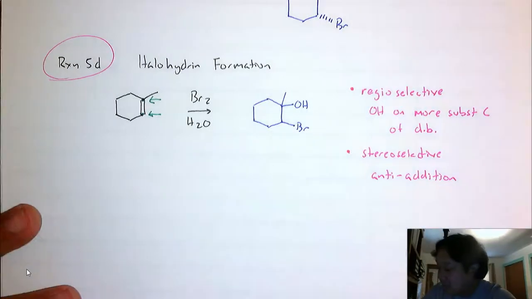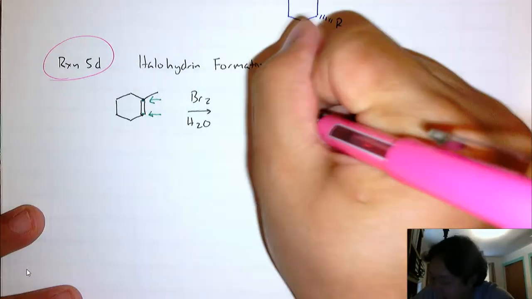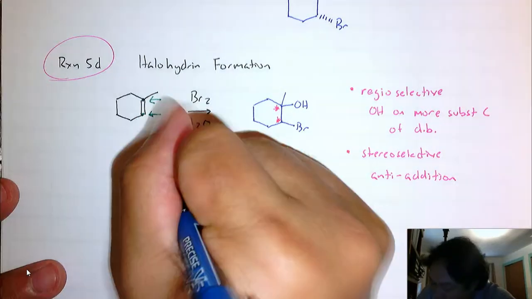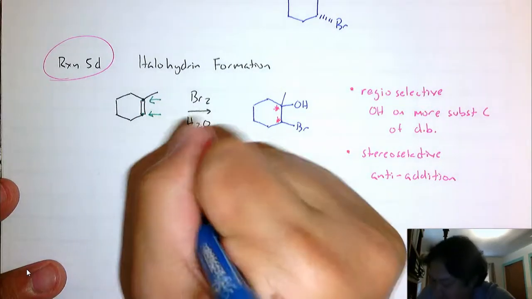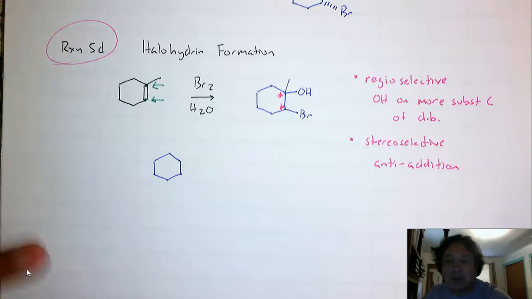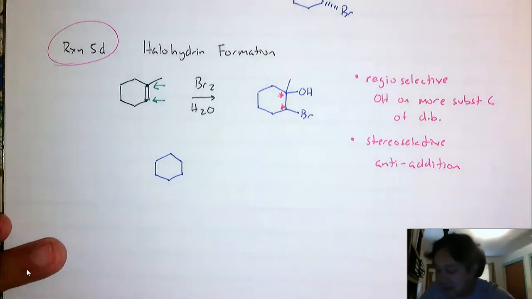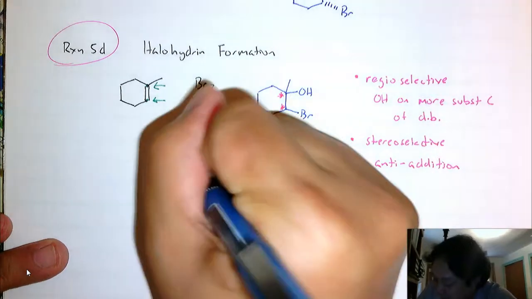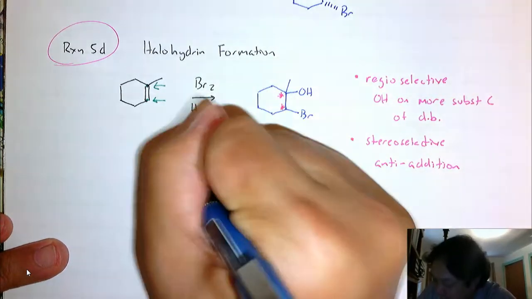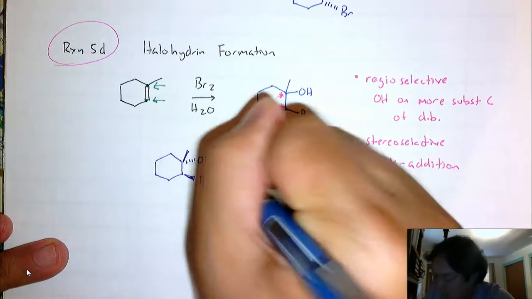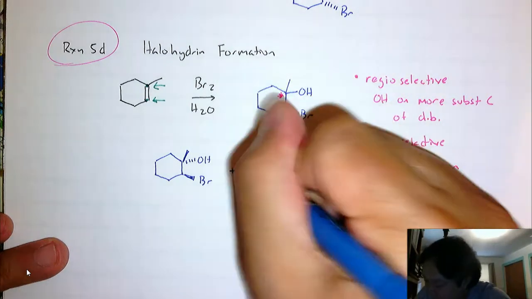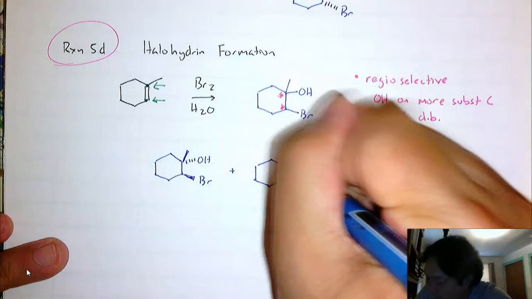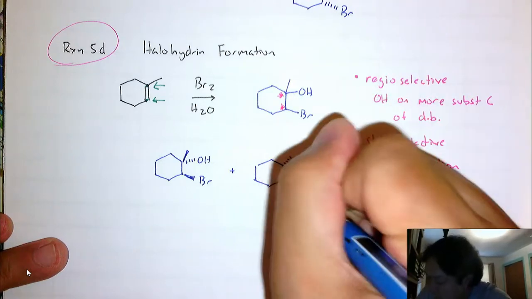Now, if I want to do stereochemistry, I notice that these two are chiral carbons. And yes, a minimum of doing well on the exam is to know how to draw these stereoisomers. Anti-addition, OH, Br, plus. Still anti-addition, but now the OH is wedge and the Br is dash.